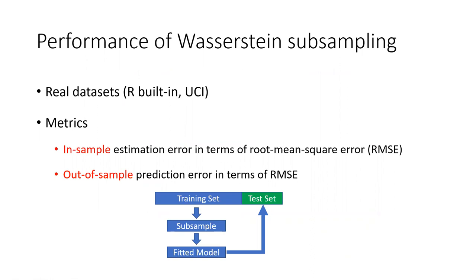We use several metrics to evaluate the performance of this sampling method. The first one is the in-sample estimation error in terms of the root mean square error. The other one is the out-of-sample prediction error. In the first case, we use all the data points to do the subsampling and construct a model to see the error. And in the second case, we split the data set into the training set and the test set. And we only use the training set data to subsample and then fit a model, and then we apply this fitted model to the test set to see its performance.